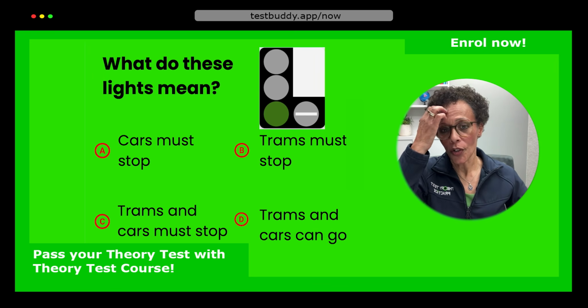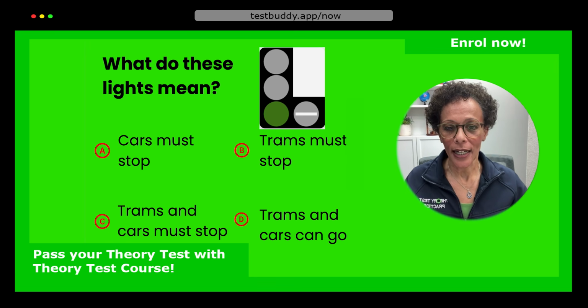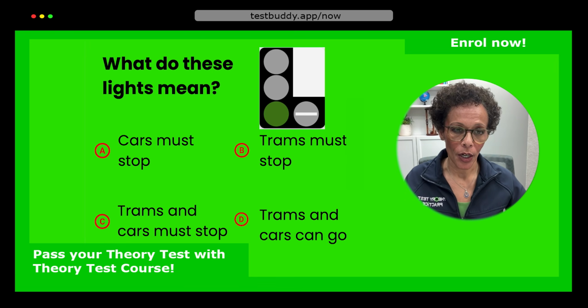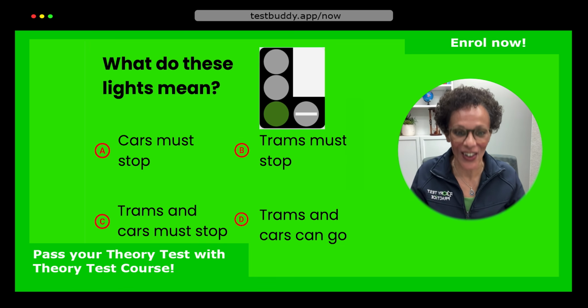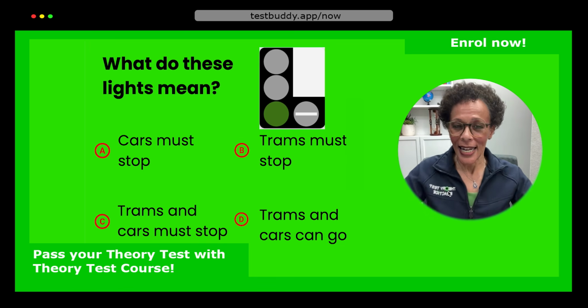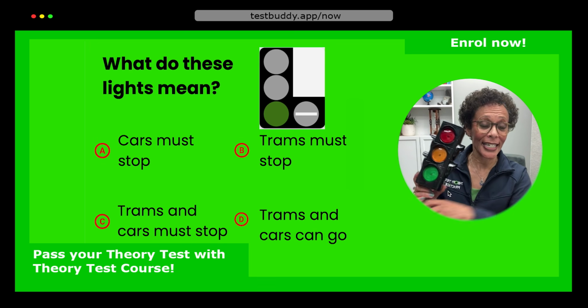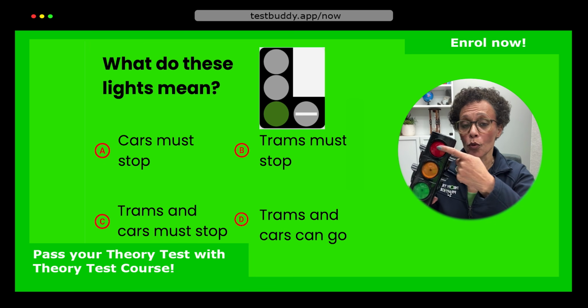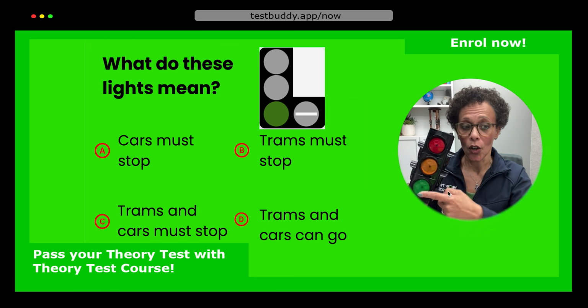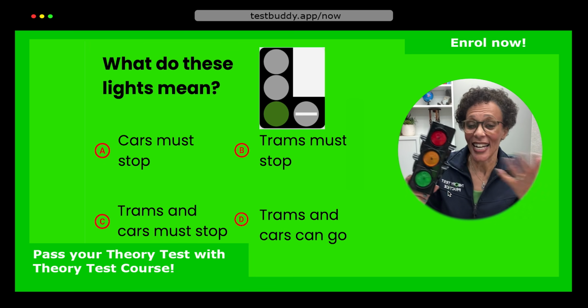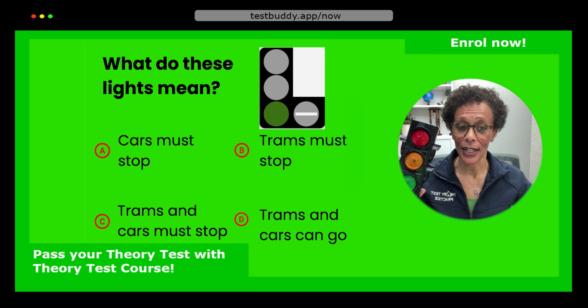Next question. What do these lights mean? Is it cars must stop, trams must stop, cars and trams must stop, or trams and cars can go? Let's go through traffic lights. First of all, here's the traffic light sequence. The sequence goes red, red and amber, green, amber, red. Say it out loud, it stays in your head. You need to remember that sequence.